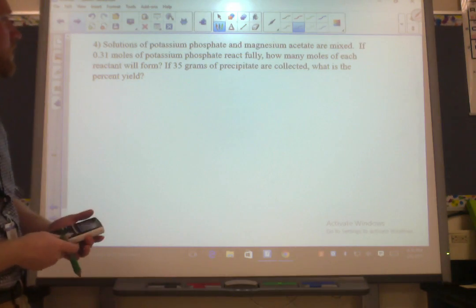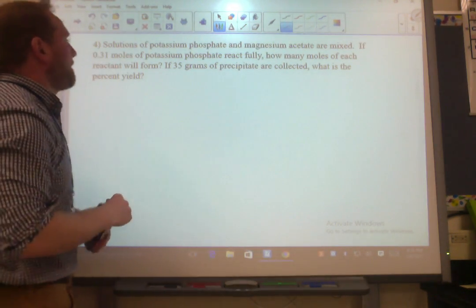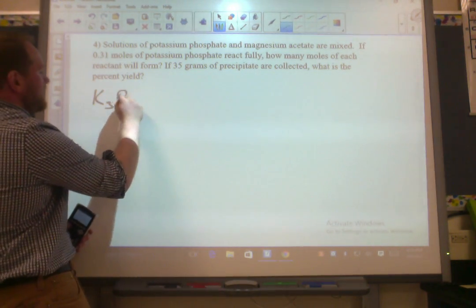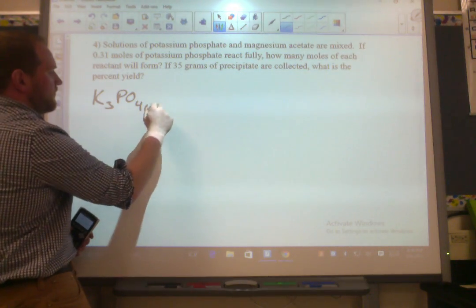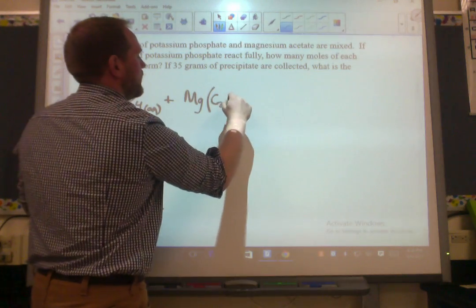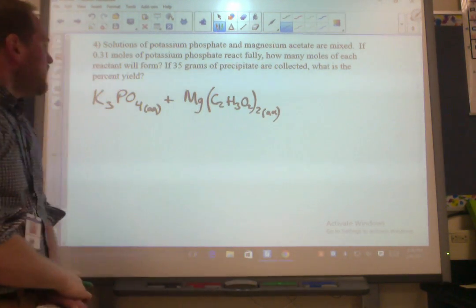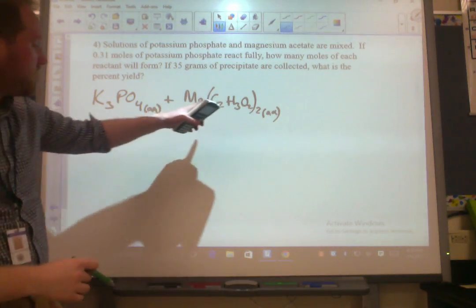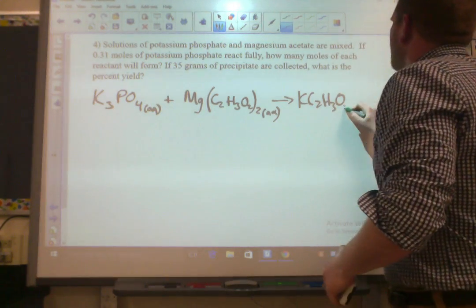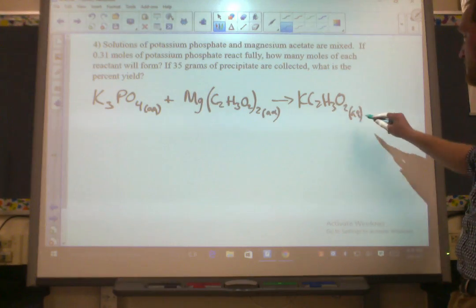All right, number 4. So, solutions of, so this is aqueous here. Solutions of potassium phosphate, that's going to be K3PO4, aqueous. And magnesium acetate, Mg(C2H3O2)2, aqueous. Let's finish out our equation. Potassium is going to bond with acetate, forming KC2H3O2. I know that one's going to be aqueous because I know potassium is always aqueous and acetate's always aqueous.